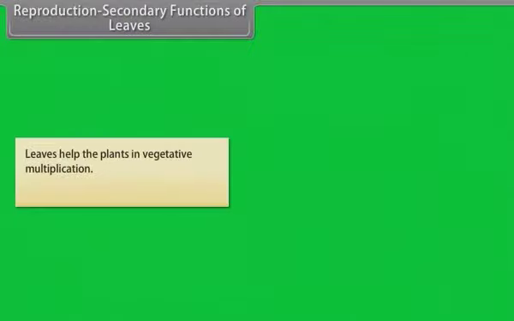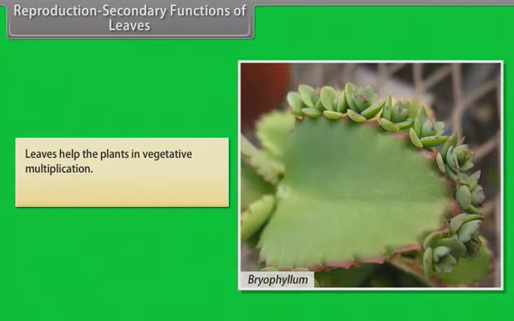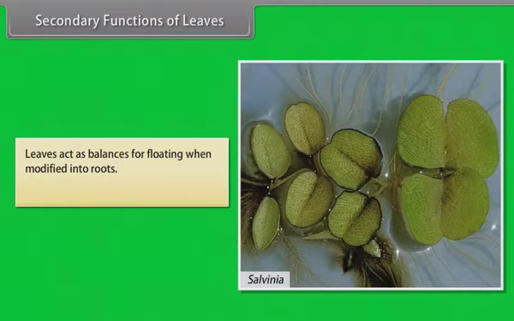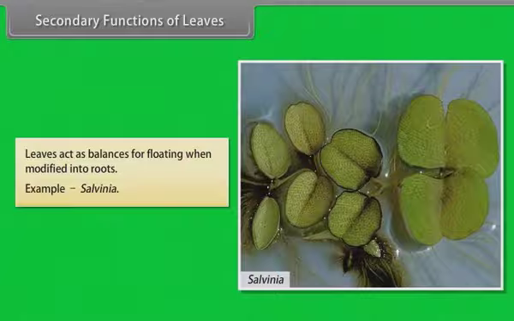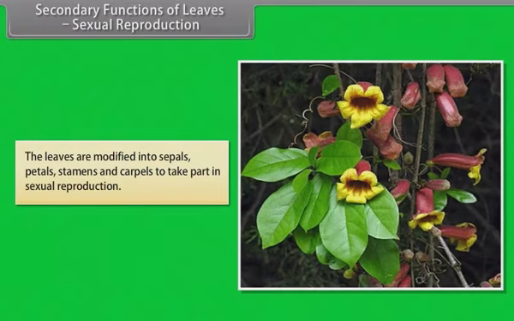Reproduction. Secondary functions of leaves. Leaves help the plants in vegetative multiplication. Example, Bryophyllum. Secondary functions of leaves. Leaves act as balancers for floating when modified into roots. Example, Salvinia. Secondary functions of leaves. Sexual reproduction. The leaves are modified into sepals, petals, stamens, and carpels to take part in sexual reproduction.